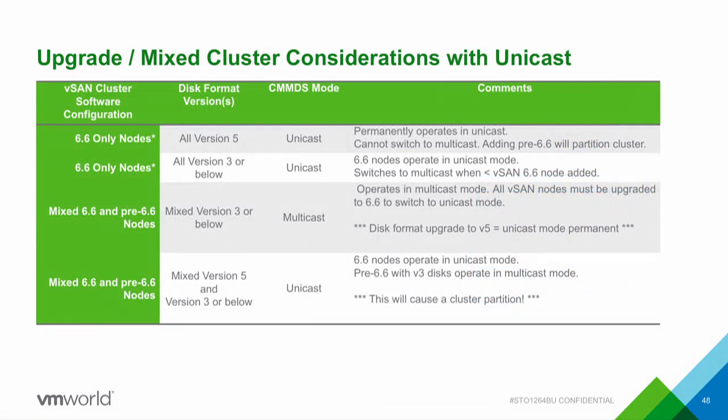So we have another table, and this is really to do with upgrades. If we're going from a 6.2 configuration or a 6.5 configuration and we're upgrading to 6.6, and this is vSAN I'm talking about now, when the last node in the cluster is at vSAN 6.6, the cluster will automatically switch from multicast to unicast. So there's no configuration setting that you need to do. There's no switch that you need to toggle or anything like that. As soon as all the nodes in the cluster are running 6.6, it's going to switch to unicast.